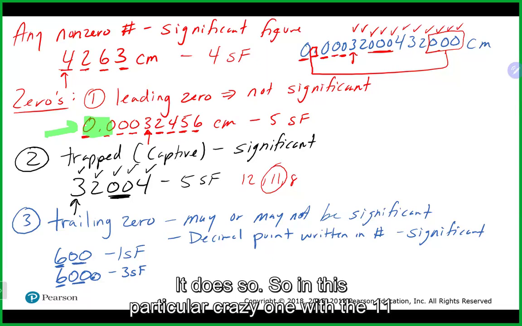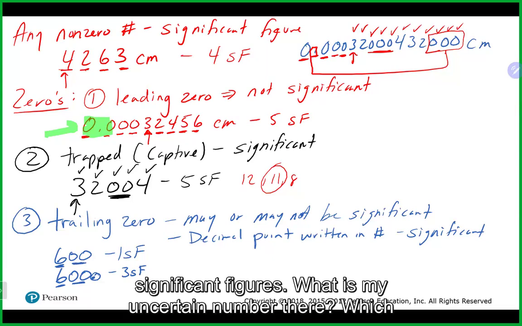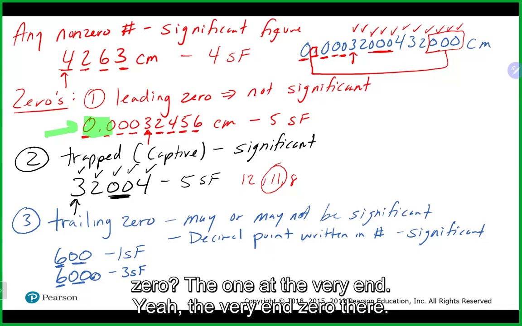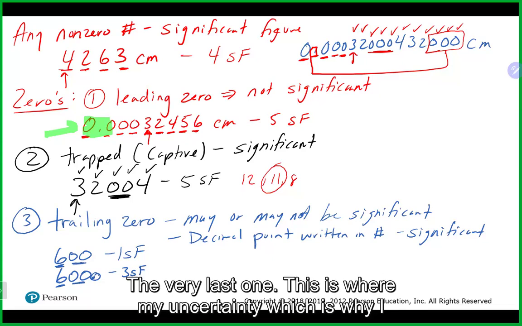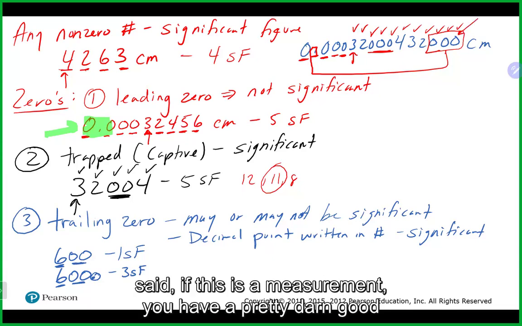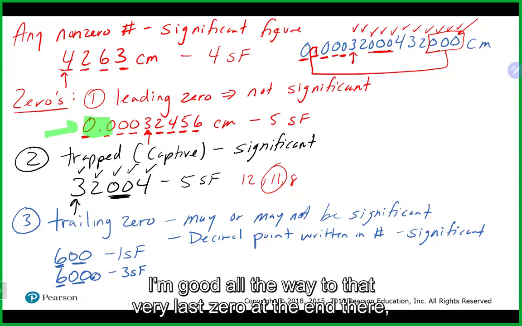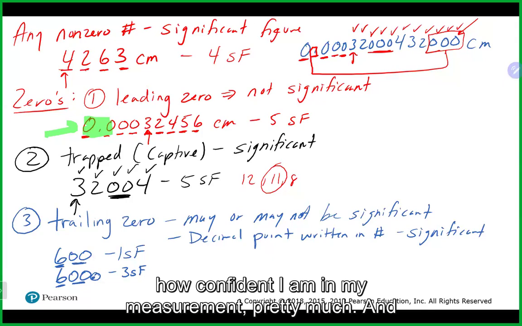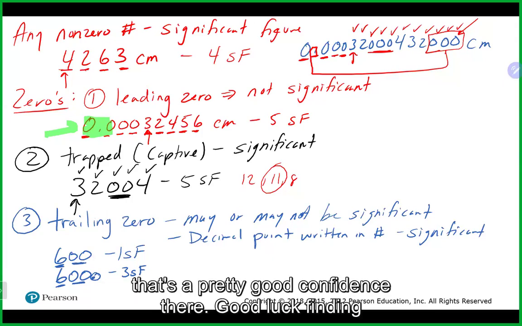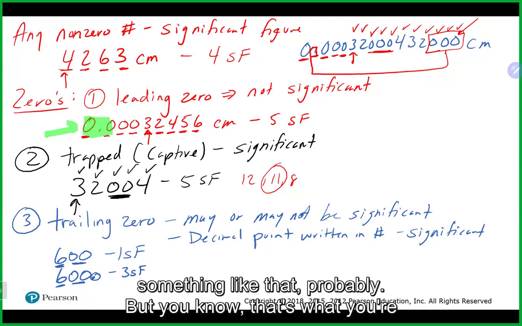So in this particular crazy one with the 11 significant figures, what is my uncertain number? Which zero? The one at the very end, the very last one. This is where my uncertainty is, which is why I said, if this is a measurement, you have pretty darn good equipment. You're technically saying, I'm good all the way to that very last zero at the end, and that's how confident I am in my measurement. That's a pretty good confidence. Good luck finding something like that, probably. But that's what you were saying.